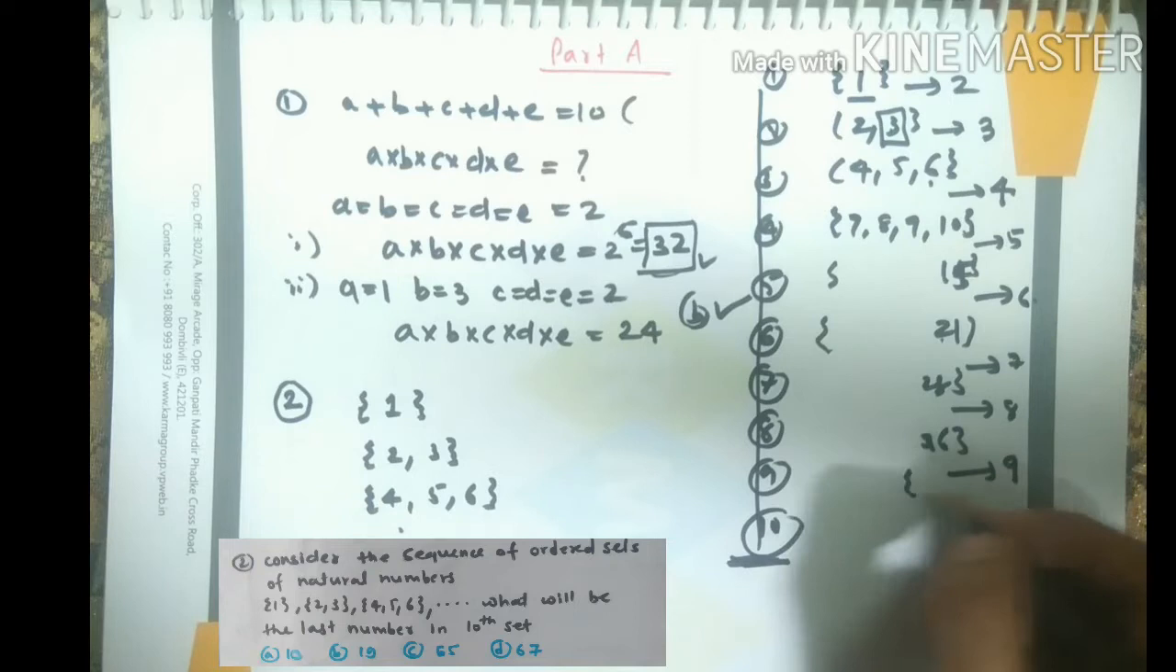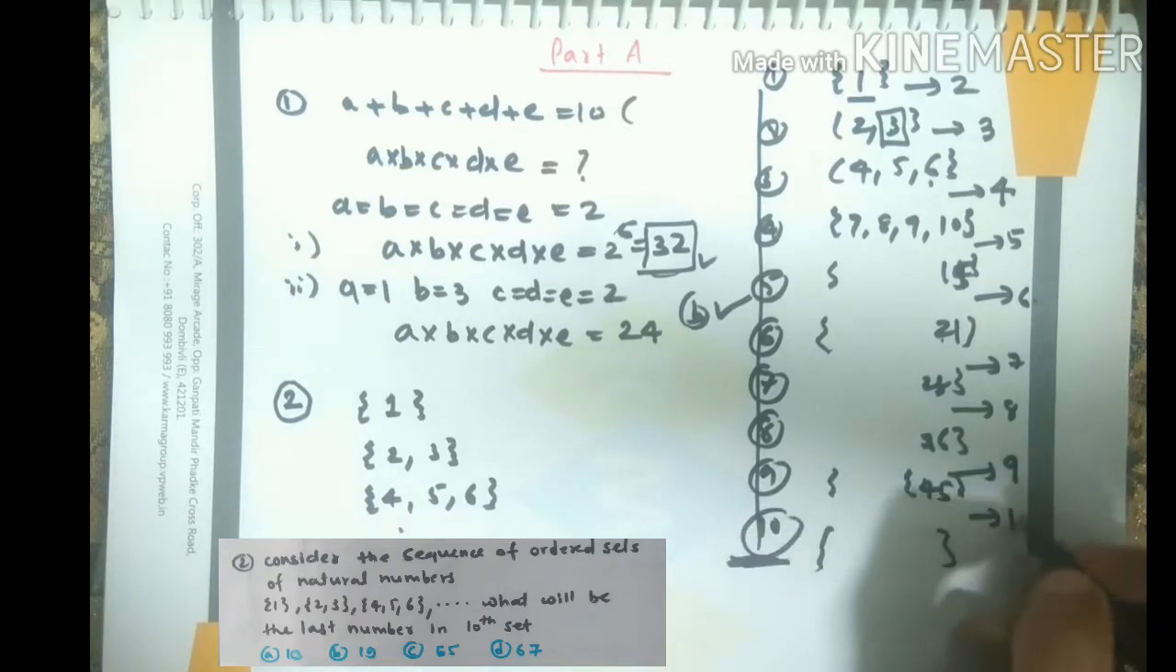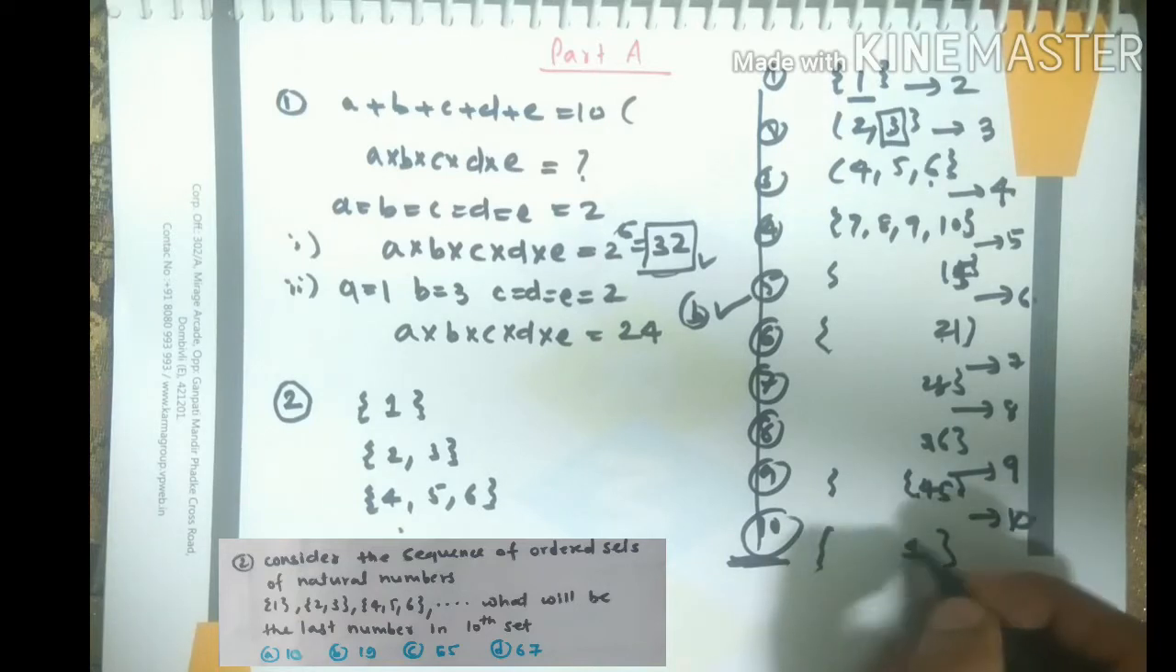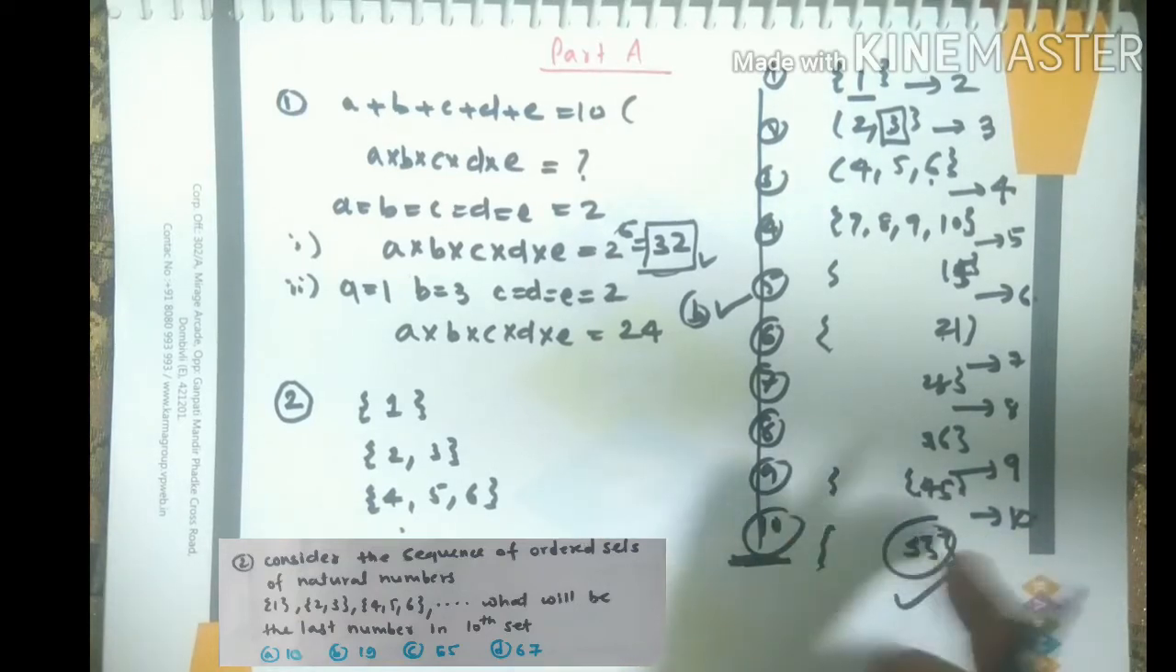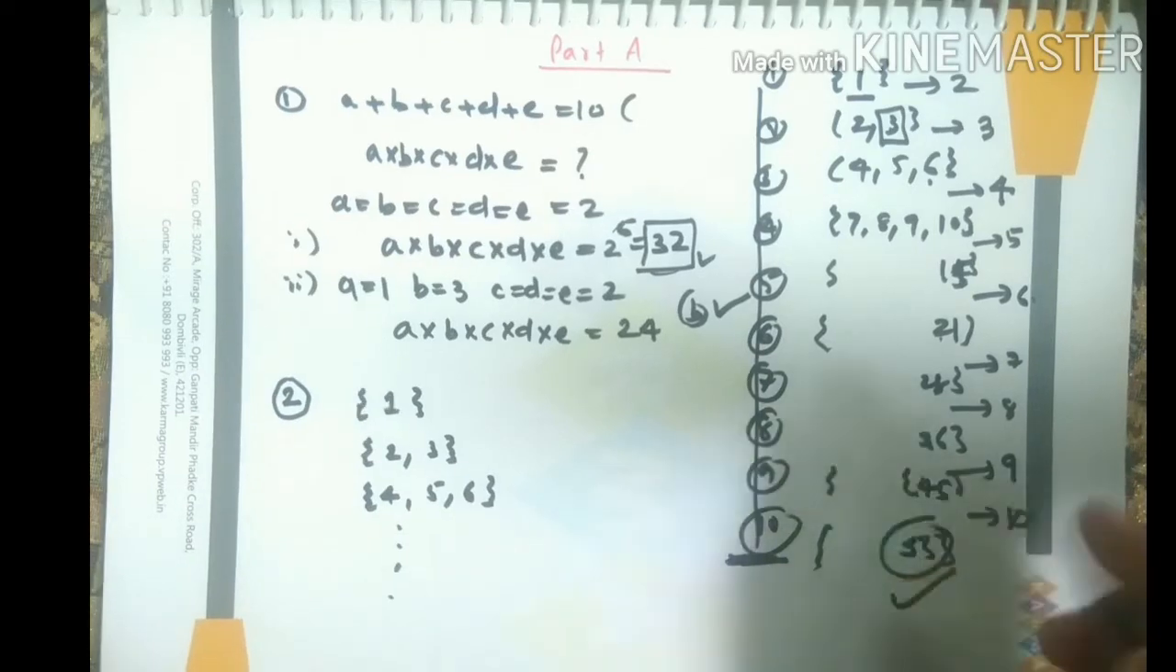36 plus 9 is going to be 45. Okay. And in the last, 10th set, I have to add 10. So 45 plus 10 is going to be 55. So the last element in the 10th set is going to be 55. So my answer C is correct.